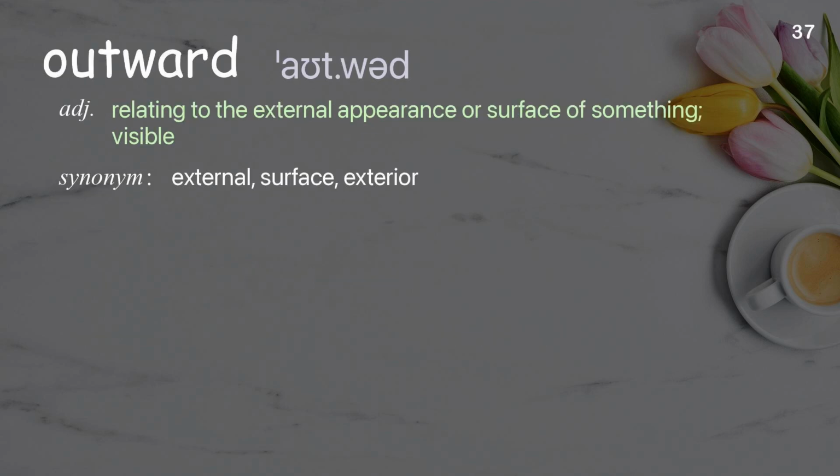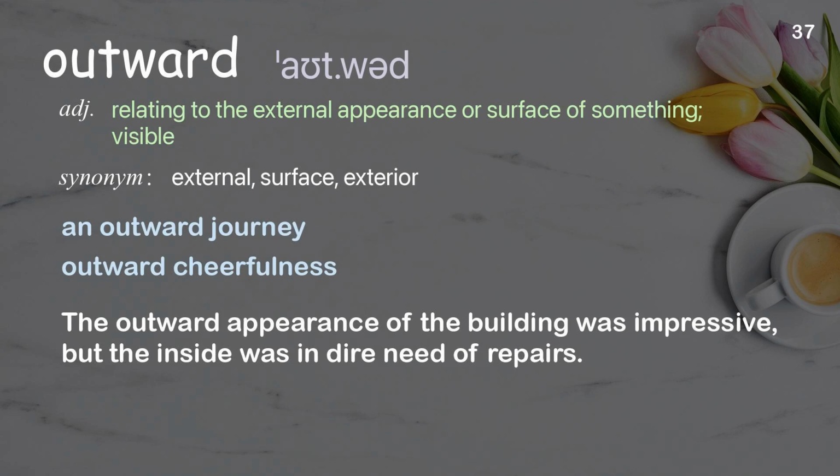Outward. Relating to the external appearance or surface of something, visible. Examples: an outward journey. Outward cheerfulness. The outward appearance of the building was impressive, but the inside was in dire need of repairs.